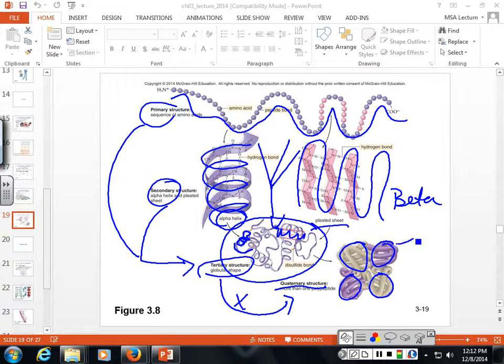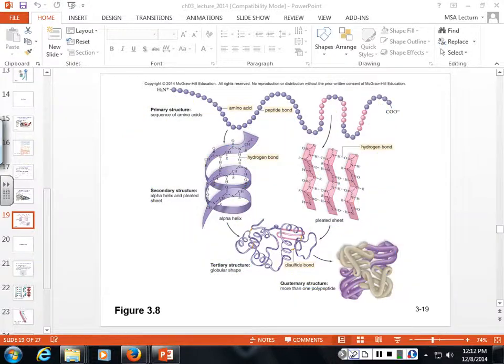The ones that fall into this category, there are very few. There's hemoglobin, and collagen, which is in your skin and helps keep your skin elastic. So those are quaternary structures within the human body.